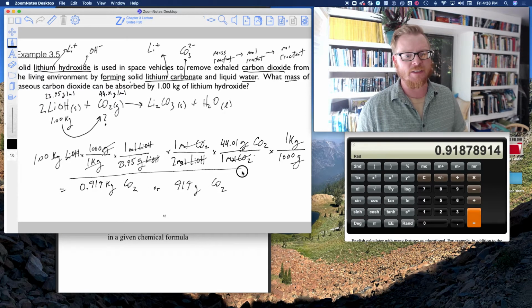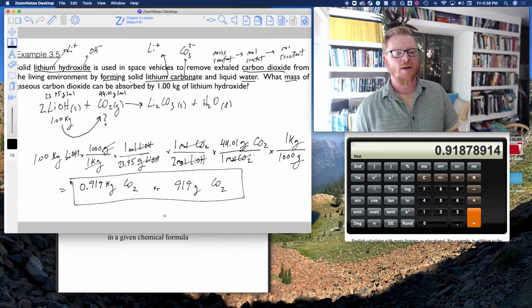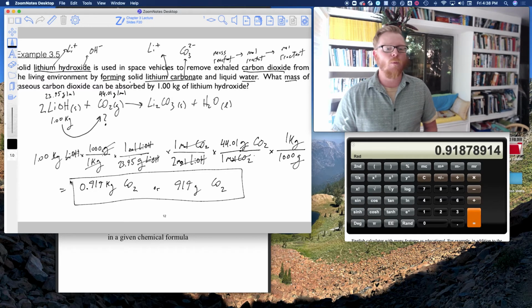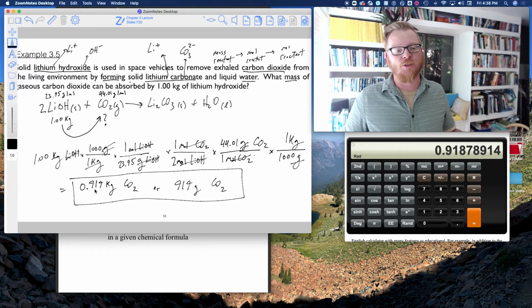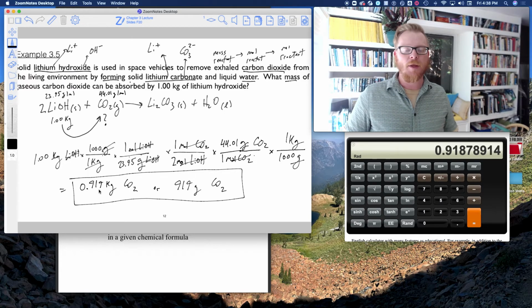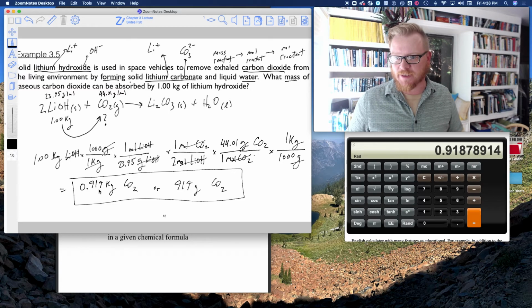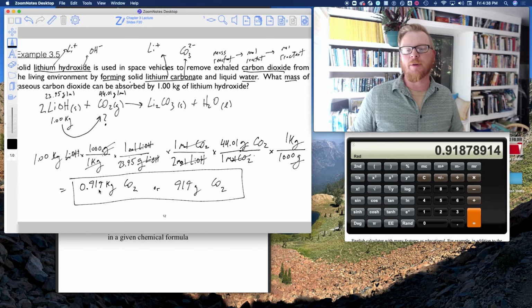Since the question didn't specify what they want, either is fine. But what's useful about comparing kilograms to kilograms is that it's kind of neat: roughly 1 kilogram of lithium hydroxide will absorb about 1 kilogram of CO2. It's technically 0.919, but it's nice to see that it's about the same mass, even though we wouldn't have been able to guess that right away from the mole to mole ratio.